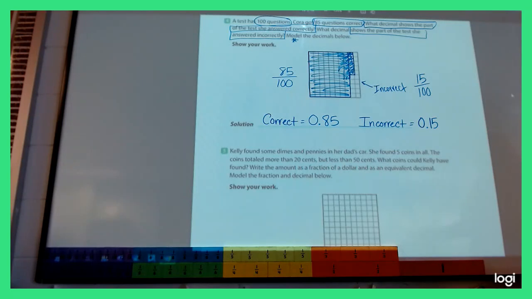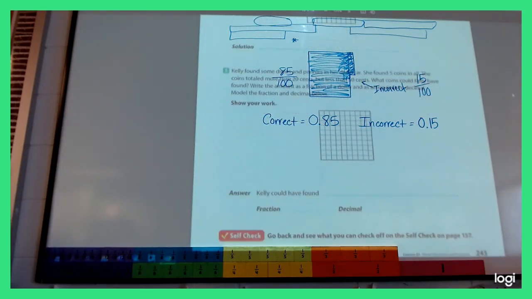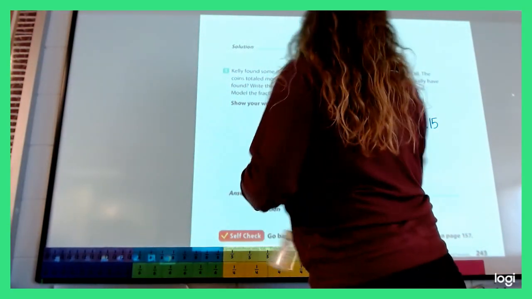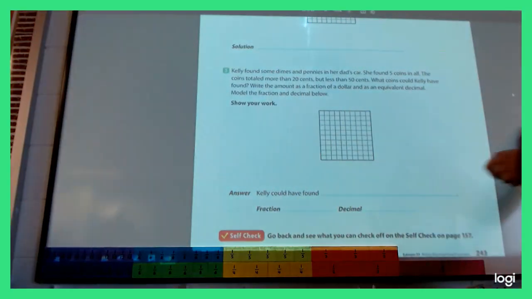Someone can read number 5 nice and loud about Kelly. Kelly and her coins. Noah, nice and loud. Kelly found some dimes and pennies in her dad's car. She found 5 coins in all. The coins totaled more than 20 cents, but less than 50 cents. What coins could Kelly have found? Write the amount as a fraction of a dollar and as an equivalent decimal. Model the fraction and decimal below.